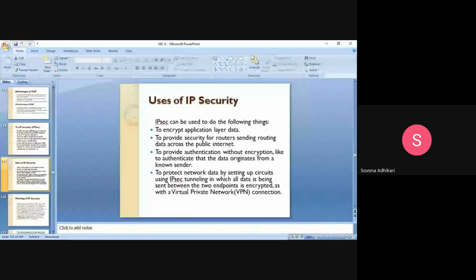Suppose you are traveling in your private car with two security members, so the security is more. If you are traveling in a public network, the security is less. So to protect network data by setting up the circuit using IPsec tunneling, all the data is shared between the two endpoints and encrypted. Two endpoints only. There is no intermediate interference. Data is sent from one end and received at the other end. So it is tunneling. That is why the word tunneling is used. No intermediate can interfere in between.